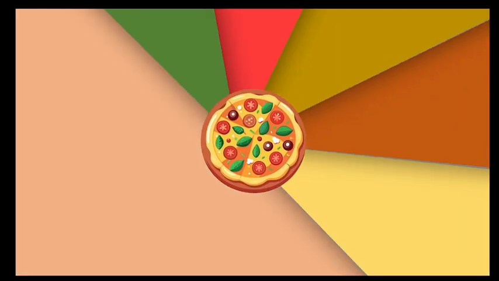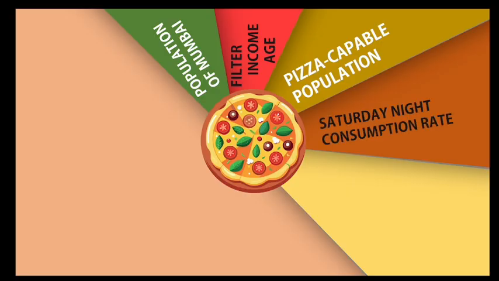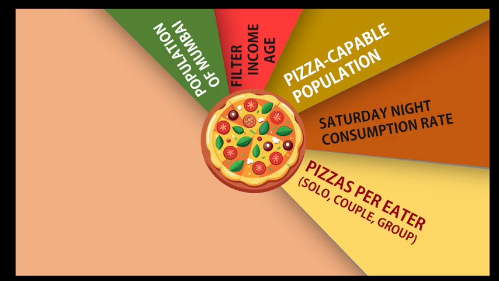So the approach is quite simple. As we always begin, we'll start with the population of Mumbai, then filter for the pizza capable population based on income and age, because again, the consumption pattern varies significantly when income changes and a person ages. This will give us the pizza capable population. Then, through a logical approach, we will estimate the Saturday night consumption rate, and this will give us the total people who are eating pizza on a Saturday night.